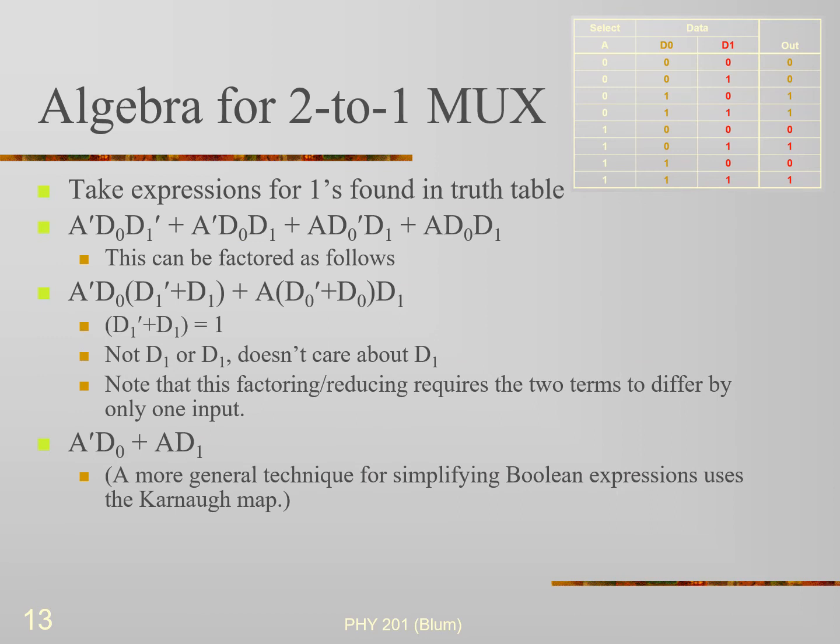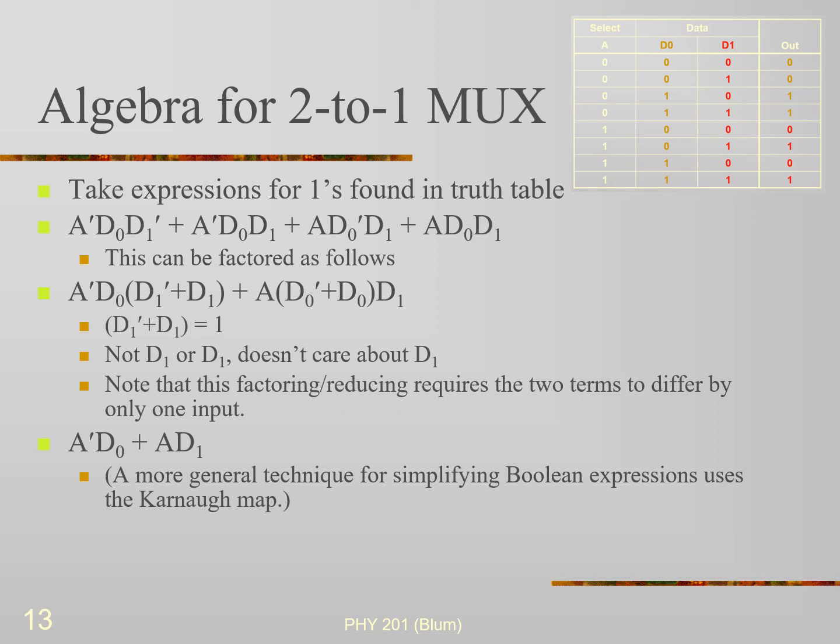And so once we have the truth table, we can take our usual sum of products approach, so we can focus on the ones in the output and write the AND expressions for each one. And you'll see that here, A prime D0 D1 prime plus A prime D0 D1 plus A D0 prime D1 plus A D0 D1. And the first two terms have the A prime D0 in common, and factor out a D1 prime plus D1, which we know is equal to 1.